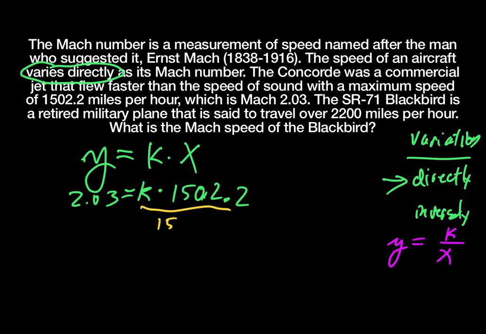Multiplying, so I divide 1502.2 by 2.03, and I'll find that k equals, how much? 740? Well, yeah, I got 740, but I divided 1502.2 by 2.03. Yeah, you did that. The result is 0.00135. It's actually 135135, but I'll leave it like that.